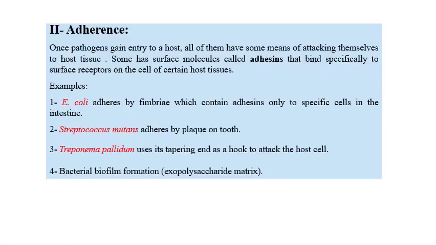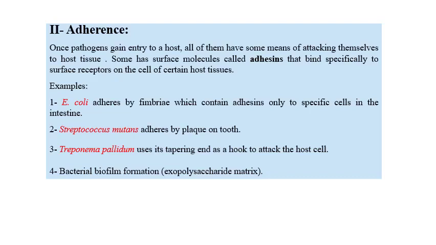Second step in the aggression mechanism of bacteria is adherence. Once the pathogen gains entry to a host, all of them have some means of attaching themselves to the host tissue so that they are not cleared out from the body. ما يحصلش clearance of the organism from the body. So they have to have a way to adhere themselves inside the host tissue. The cell has surface molecules called adhesins that bind specifically to surface receptors on the cells of certain host tissues.